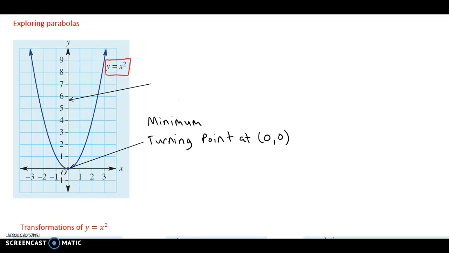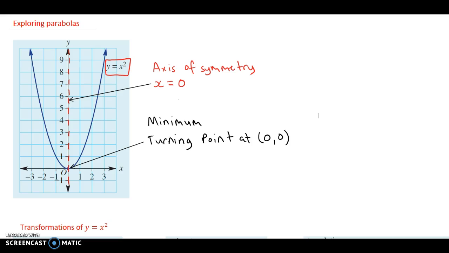The next key feature is the axis of symmetry. Now the axis of symmetry is the equation of the vertical line that goes through the turning point. So the axis of symmetry for this parabola here is x equals 0. It's really important to note that the axis of symmetry is an equation of a line. Here it's x equals 0. It's not just a point, it's actually a line.